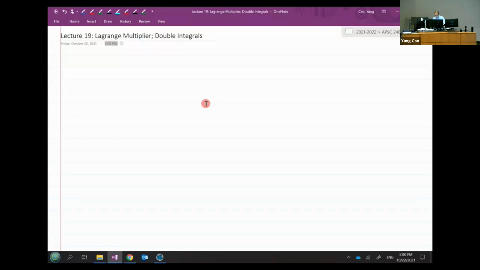Okay, good evening. Let's get started. We should be able to finish the Lagrange multiplier and then get on with the new topic. It's called double integral.